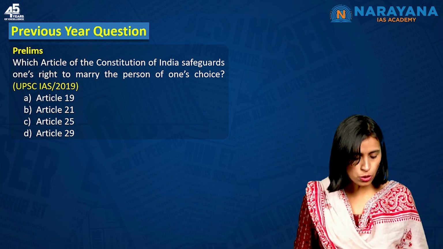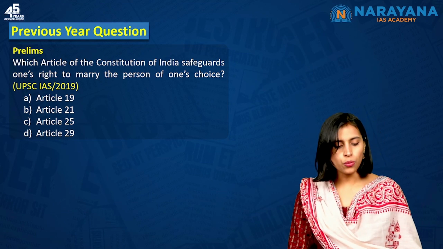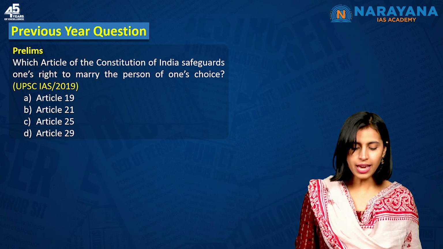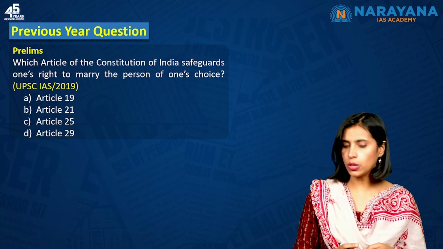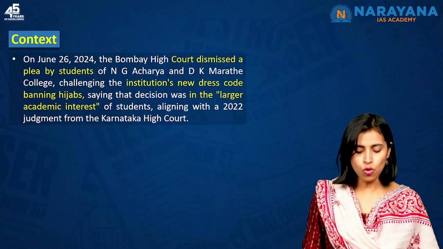Even previously in 2019, UPSC asked the question: which article of the Constitution of India safeguards one's right to marry the person of one's choice? 19, 21, 25 or 29. So just think about it. In the meantime, let's move on to the article.